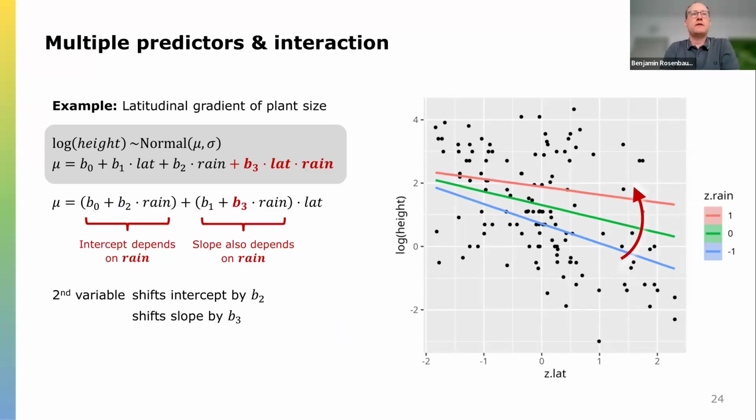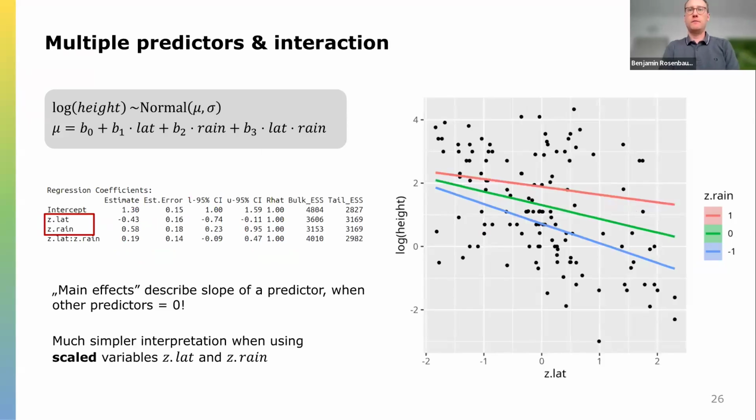You can again rearrange this model equation of the deterministic part of the model, and then have some term for the intercept, which again changes with rainfall, just as in the model before. But now also the slope depends on rainfall, and this is expressed by this third variable B3.